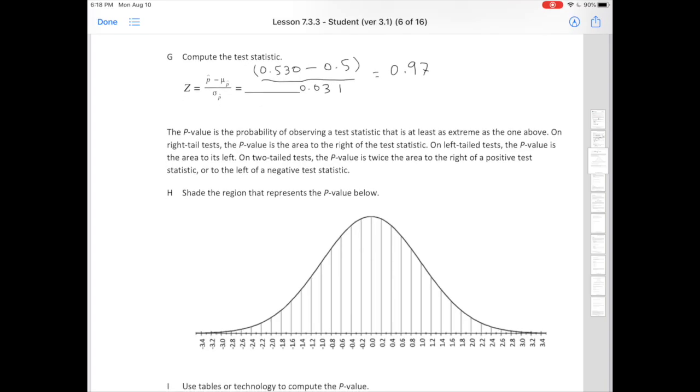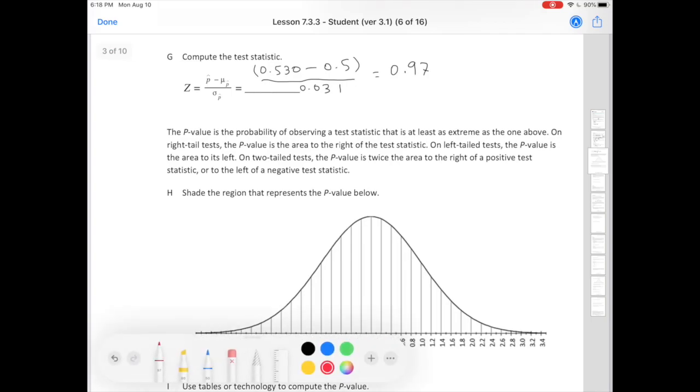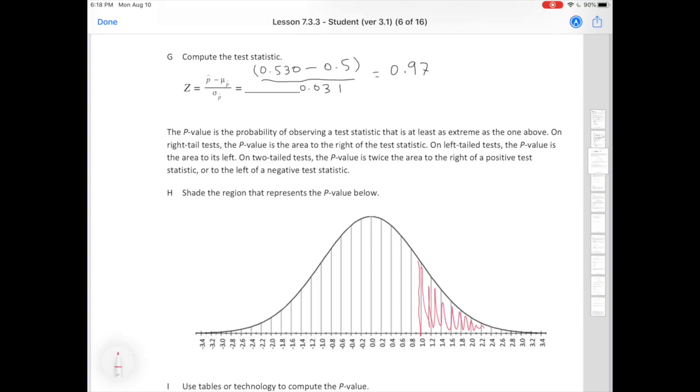Okay, so we want something at least as extreme as what we just found. So we know that 0.97 standard deviations is what we got. So if we want to go beyond that, it's going to look like, so 0.97 is right at the 1 mark, slightly to the left, and then we shade this way, right? Anything over there would count of being at least as extreme as that one. Okay.